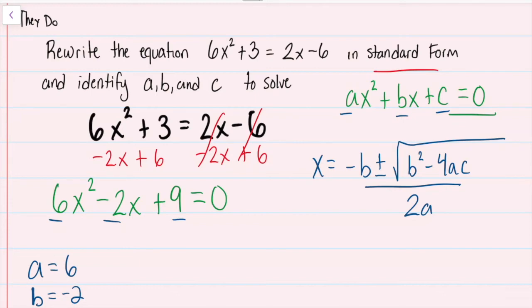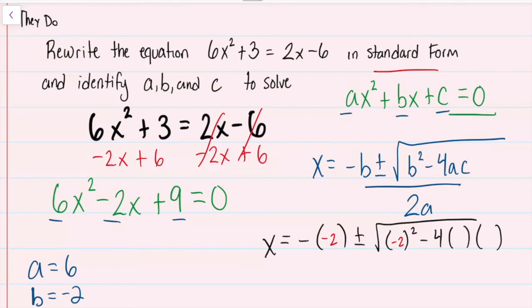So all we got to do now, guys, is replace the letters with the right numbers. Here we go. So it's negative, what's my b? Negative 2. Be careful. Let me write these in red so you know what I'm plugging in. Plus or minus the square root of, well, we know this is b squared, but what is it? B is negative 2 right there. And we keep going. Minus 4 times a times c, and that's going to be over 2 times a, and we know a is positive 6.